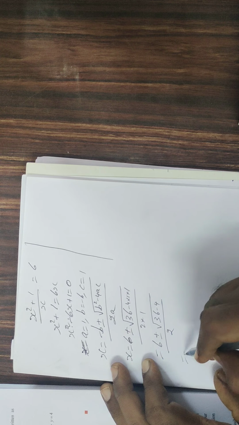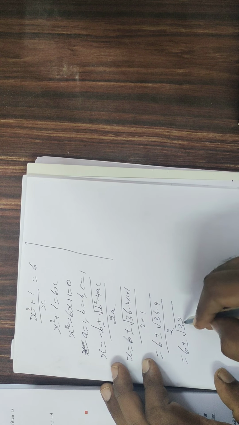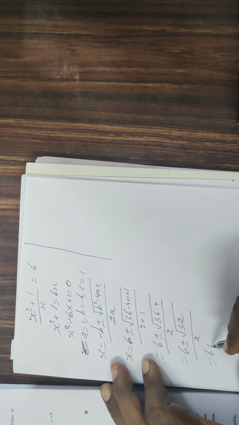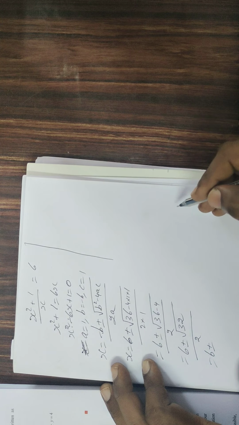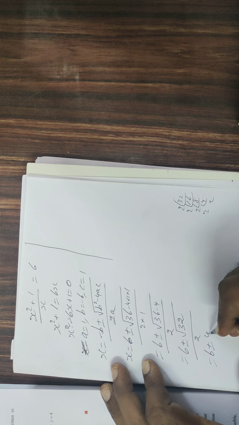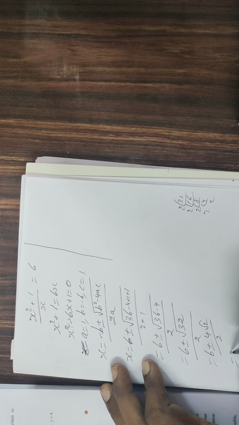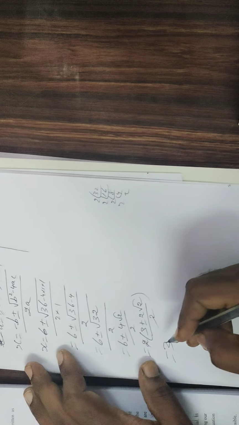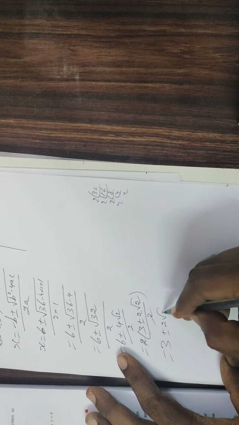Equal to 6 plus or minus root of 36 minus 4, divided by 2, equal to 6 plus or minus root of 32 divided by 2. 32 can be written as, only write 32, factorize: 2 16, 2 8, 2 4, 2 2. So 4 root 2 by 2, that is equal to, 2 take common, then we'll get 3 plus or minus 2 root 2, 3 plus or minus 2 root 2 by 2, so 2, 2 cancel, equal to 3 plus or minus 2 root 2.